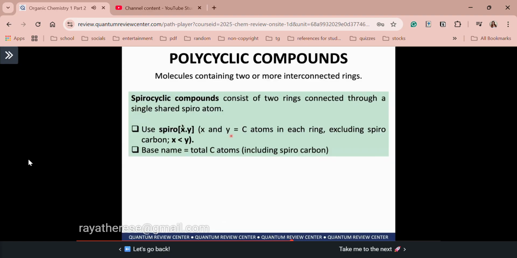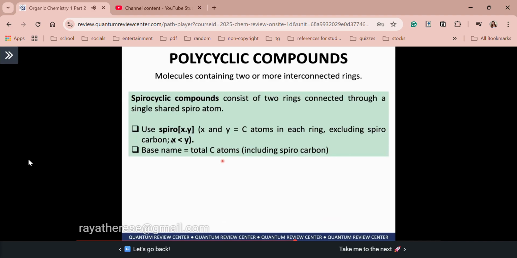And then you will add your parent chain depending on the number of carbons in your polycyclic compound. See, for X and Y, they are C atoms in each ring, but you will exclude the spirocarbon or that single shared spiroatom. And class, take note, always for spirocyclic, X should be less than Y. So here, we will start, di ba? We will start counting the number of carbon atoms. For X, that's your, ayan, smaller ring. For Y, simply that's your larger ring. Okay? For the base name, again, class, or the parent chain, that's your total number of carbon atoms. And here, we will now include your spirocarbon.